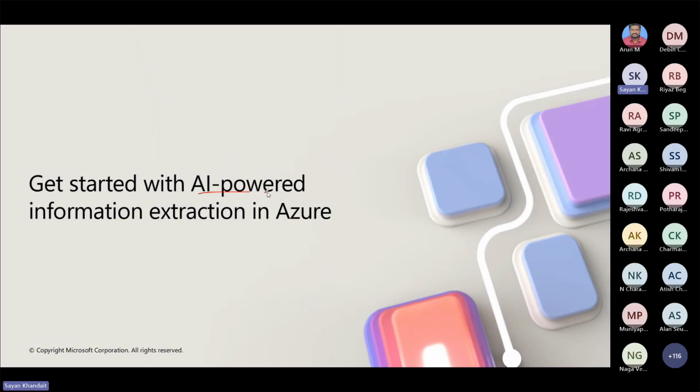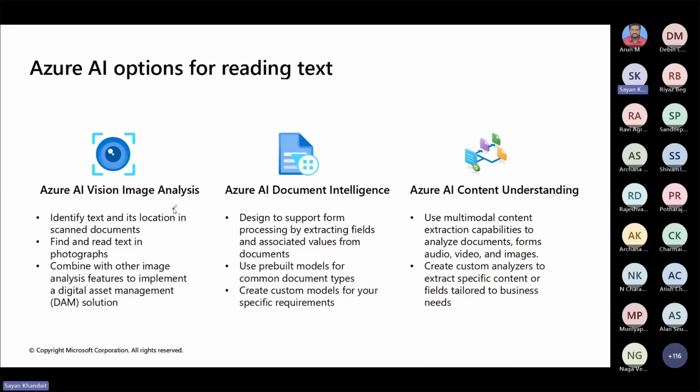And the services that help us in achieving AI-powered information extraction include the image analysis feature, where we can identify text as well as the location of the text in scanned documents. We can use the OCR service of the image analysis feature to find and read text in photographs. And we can combine the image analysis service with the other image analysis features in order to implement a digital asset management solution. The main service, however, is the document intelligence service that allows us to extract data.